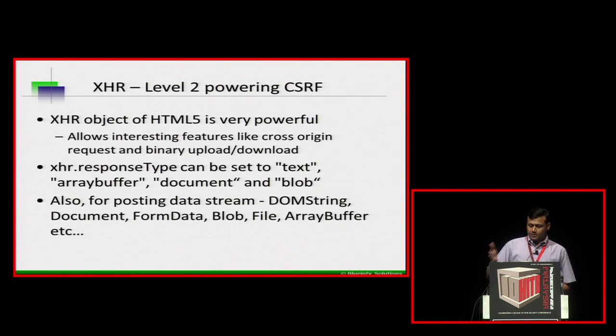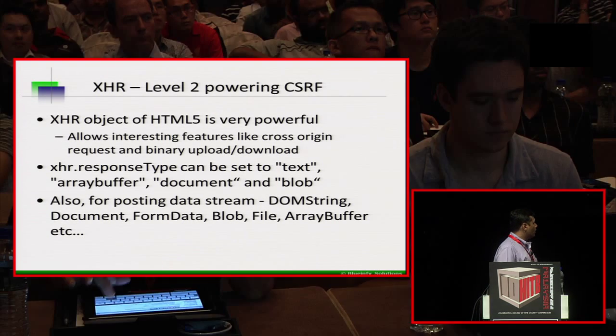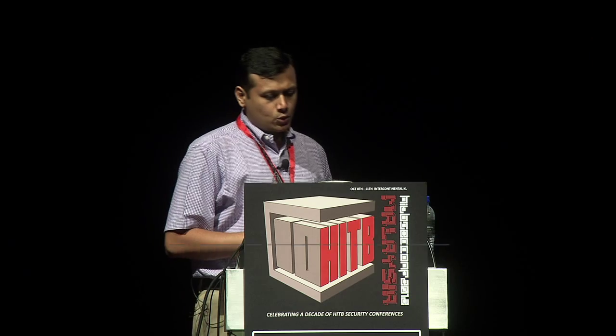is that XHR is no longer supporting just the text protocol. Now, we can use text, array buffer, document, blob, form data, file, etc. So we can upload anything and we can download anything using pretty much XHR. So that's the one change.